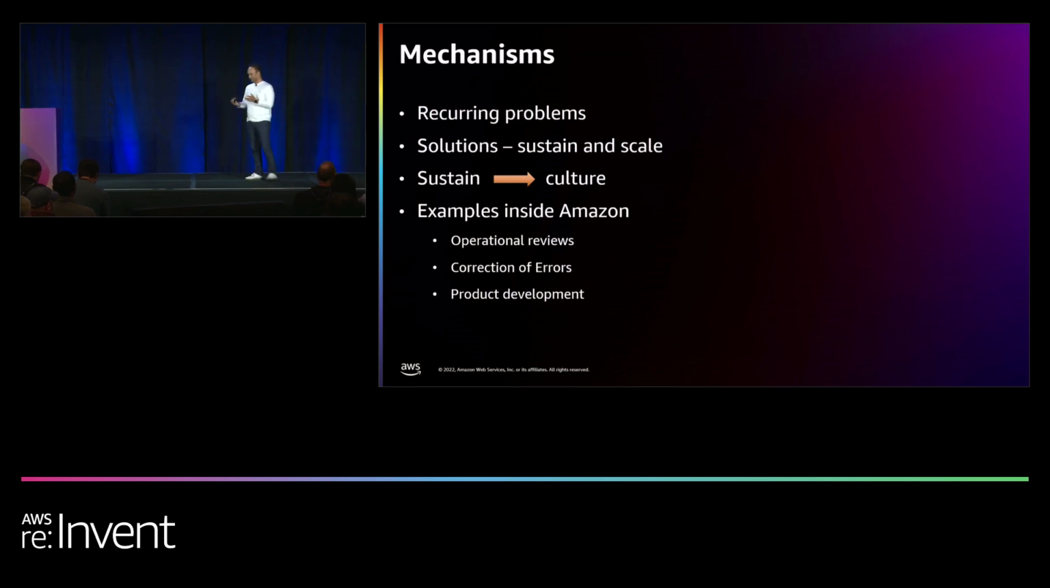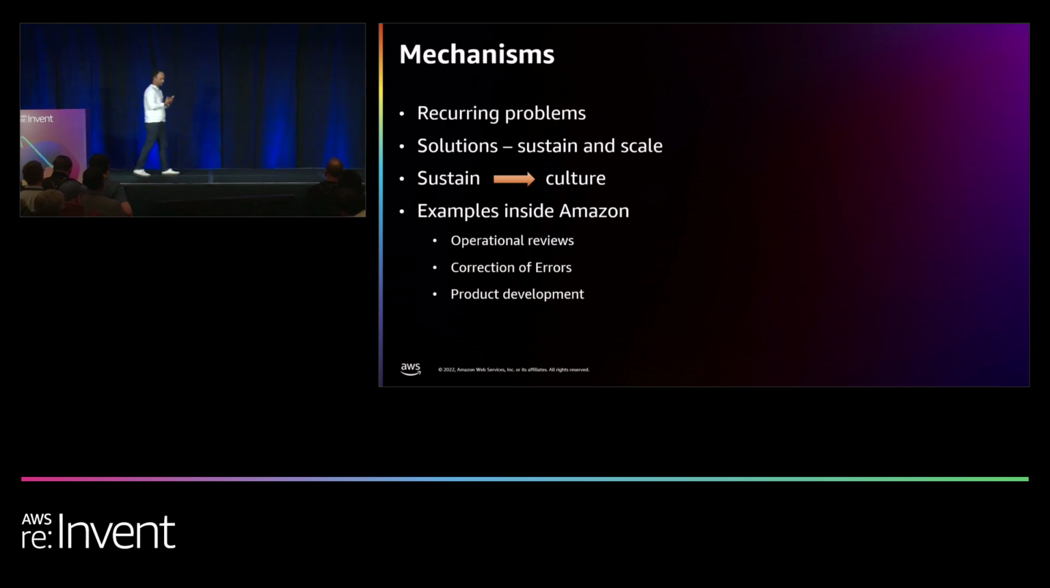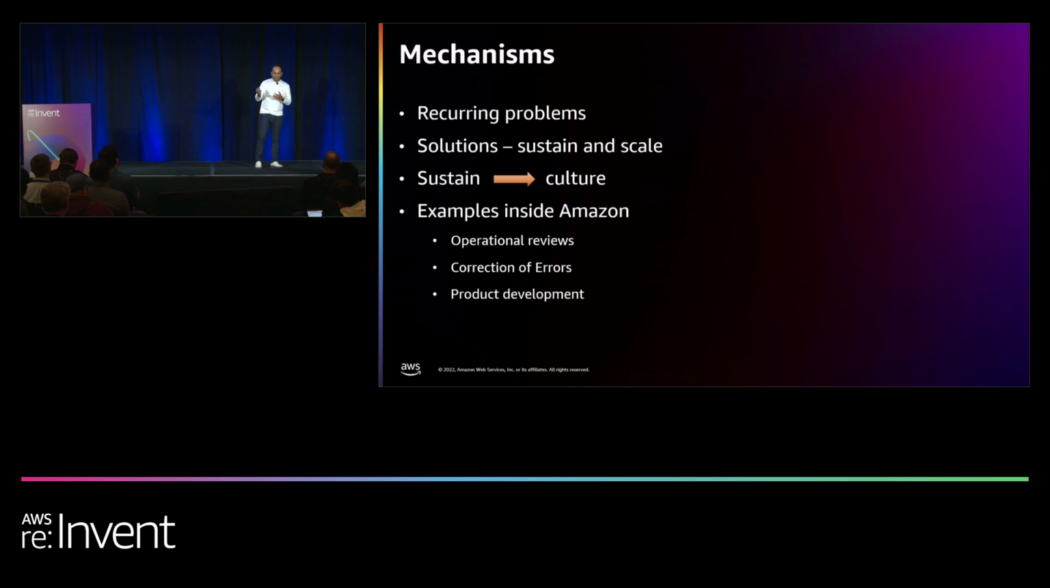And that's where mechanisms come in. Invariably, you're going to have problems, business challenges, technical challenges, and these problems recur at the end of the day. And you want to figure out solutions that enable you to solve these problems in a sustainable way, the right way, and also scale as your team and your company scales. And again, I'll emphasize the sustaining part here, because that's what at the end of the day defines your culture. And I'll speak more about mechanisms.